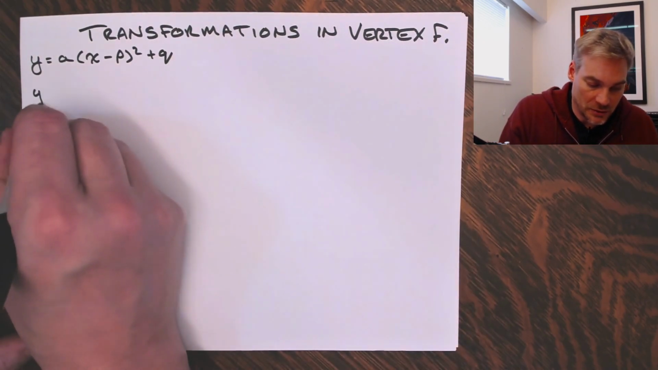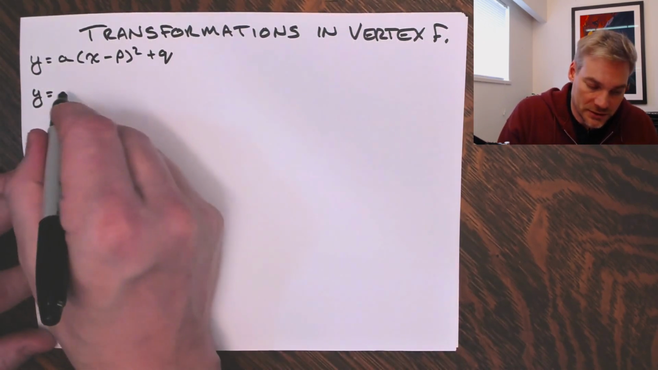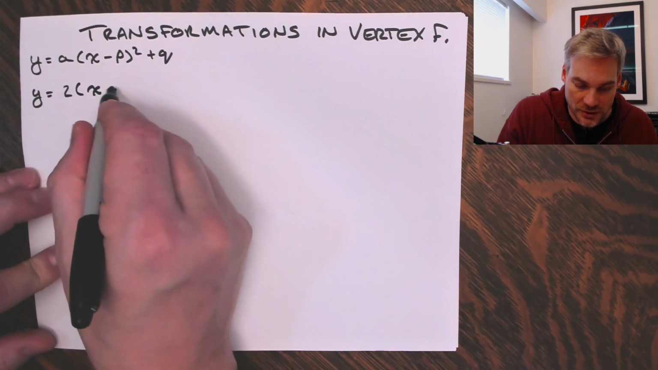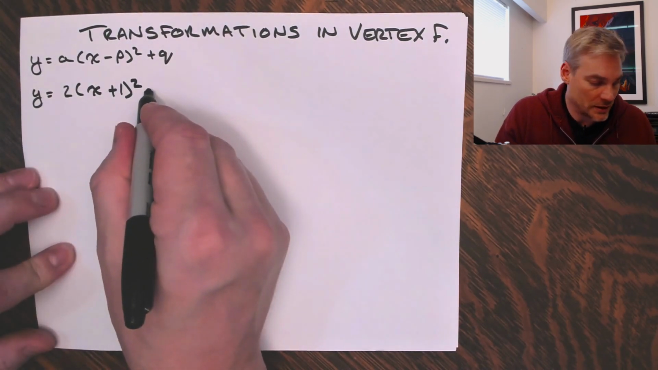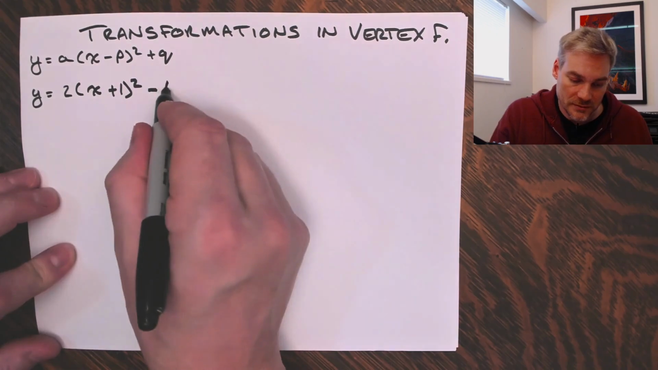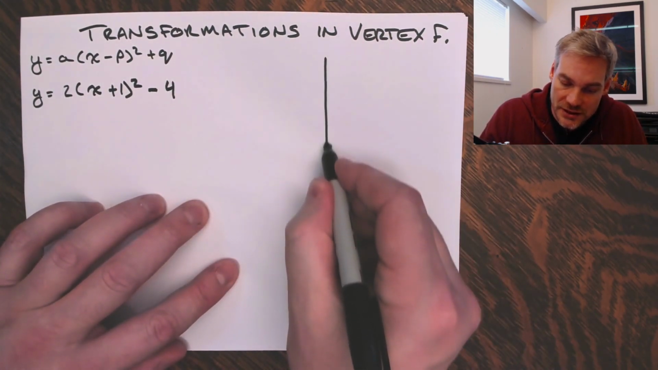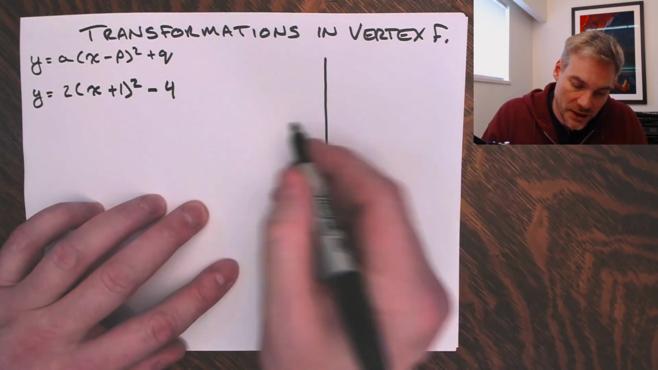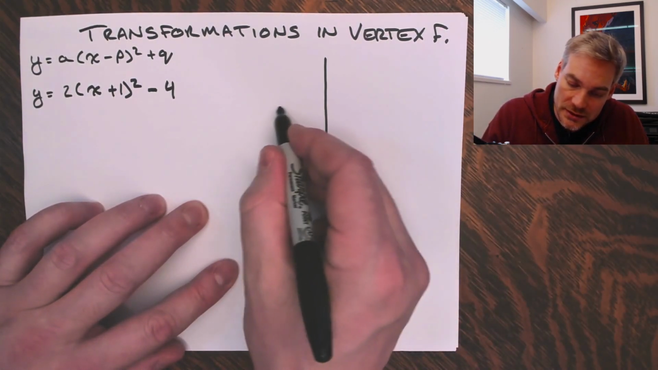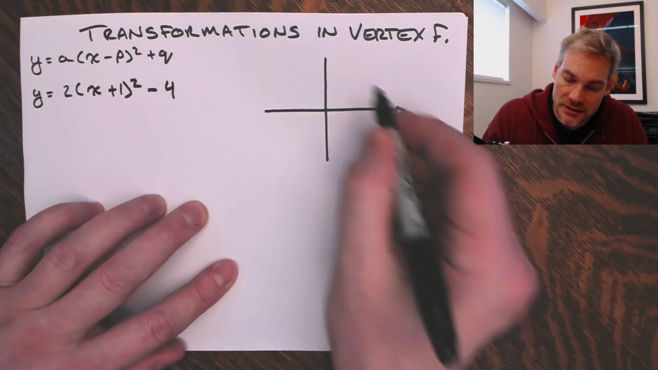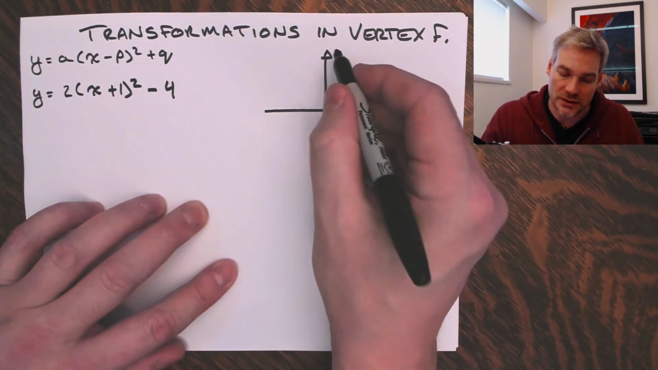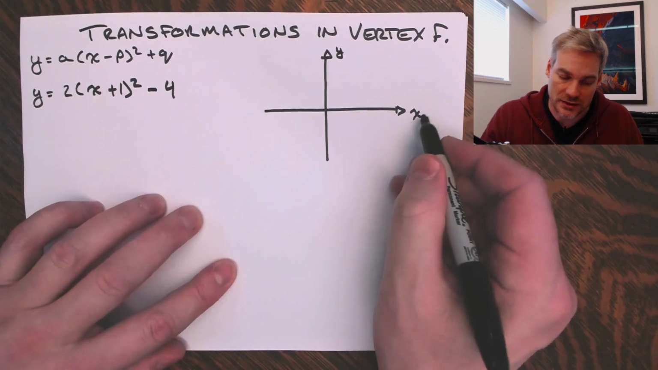Let's say y equals, I have one written here, 2 bracket x plus 1 squared minus 4. That's what I got. Okay, cool. So let's do the graph over here. So minus 4 and 1 means I kind of want it like this. So this is my y, this is my x.